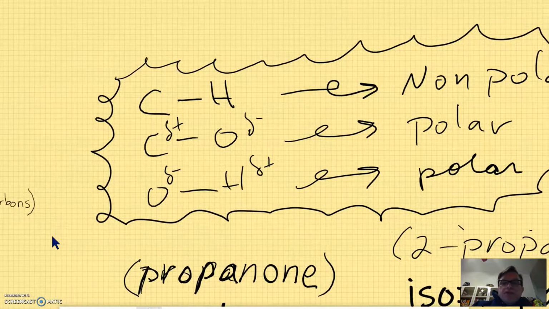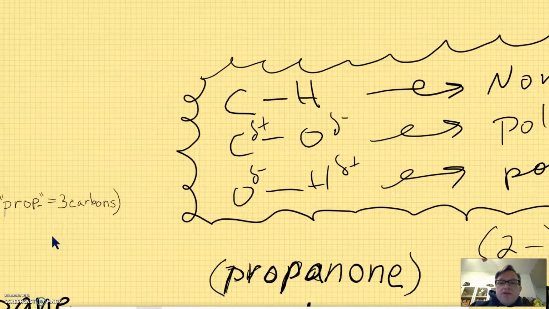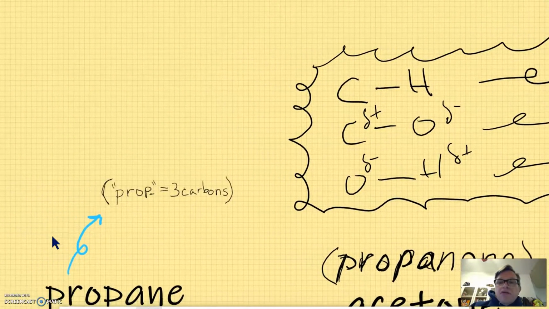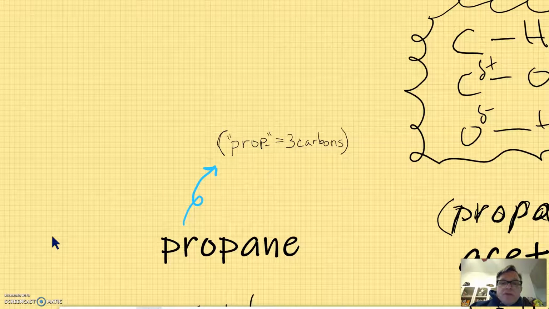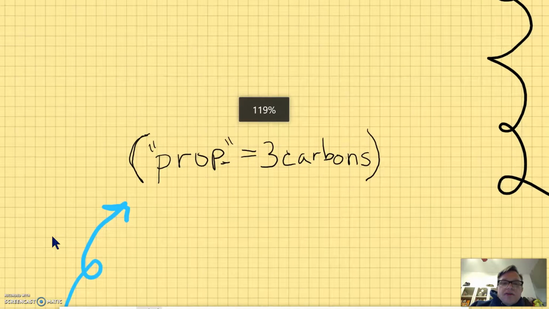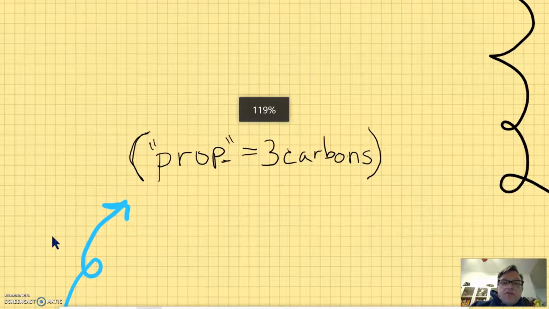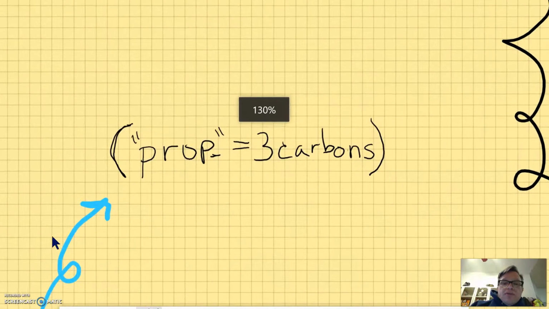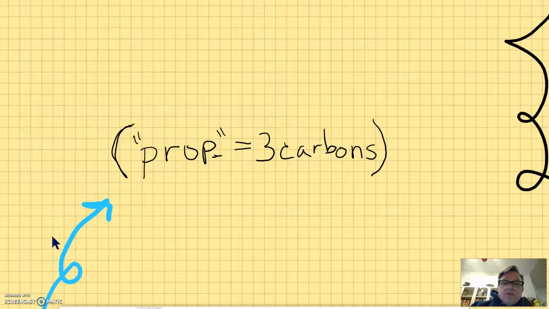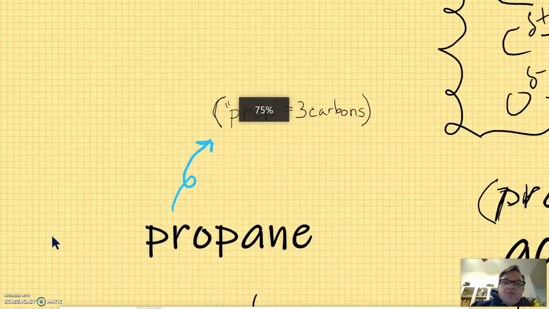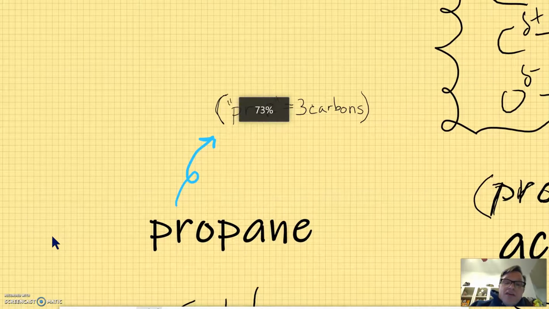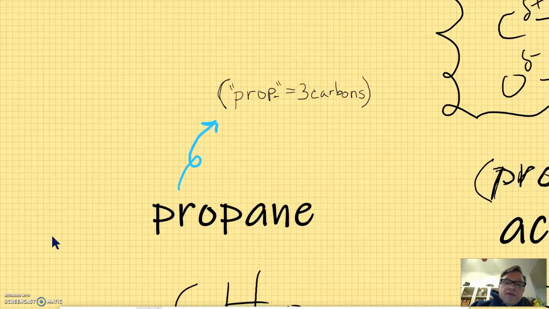All right, so what I'm going to do is show you 4 different compounds and how polarity and hydrogen bonding affect their properties. The first one I'm going to show you is propane, and just as a side note, the prefix prop in organic chemistry means that you're dealing with something that has 3 carbons in it. So all of these things are going to have prop in the name because they all are 3 carbon compounds.